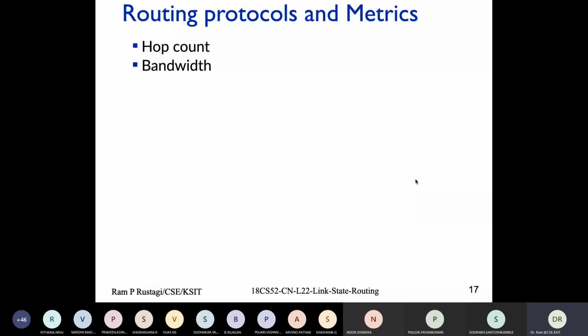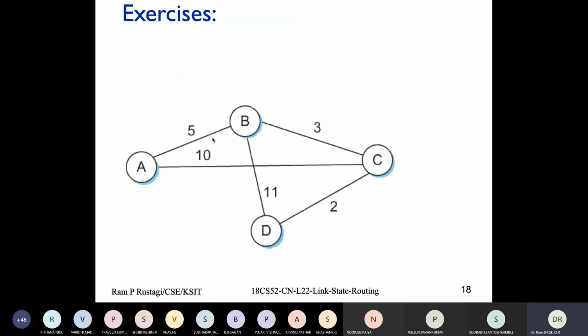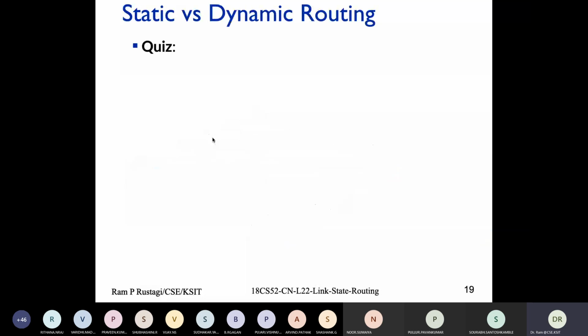So you define a hop cost or link cost based on the number of hops, or the bandwidth value. Traffic you normally don't use because that gets too complicated. What is the delay? Is the link reliable or not? You can give a factor or a combination of those, and that is what you do to define the cost or metric. So you can work out the exercises, take a different graph, work it out, and make sure you understand the way things work out.